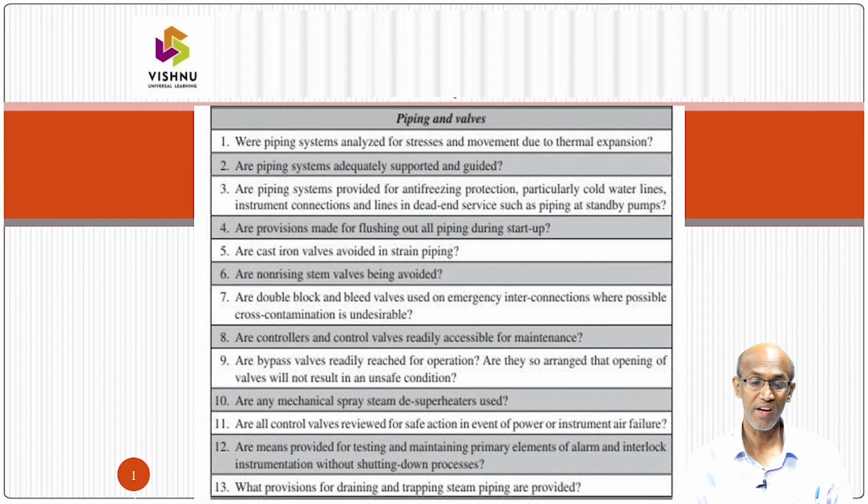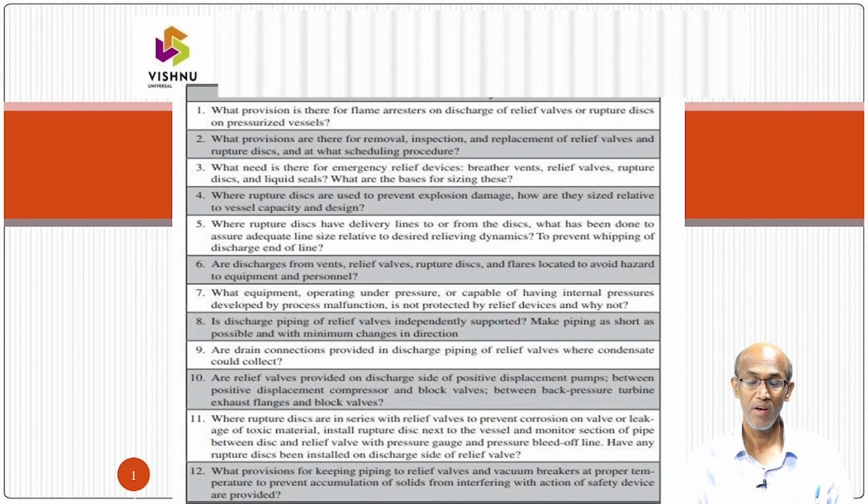Are any mechanical spray steam de-superheaters used? Are all control valves reviewed for safe action in the event of power or instrument air failure? Are means provided for testing and maintaining primary elements of alarm and interlock instrumentation without shutting down the process? What provisions for draining and trapping steam piping are provided?